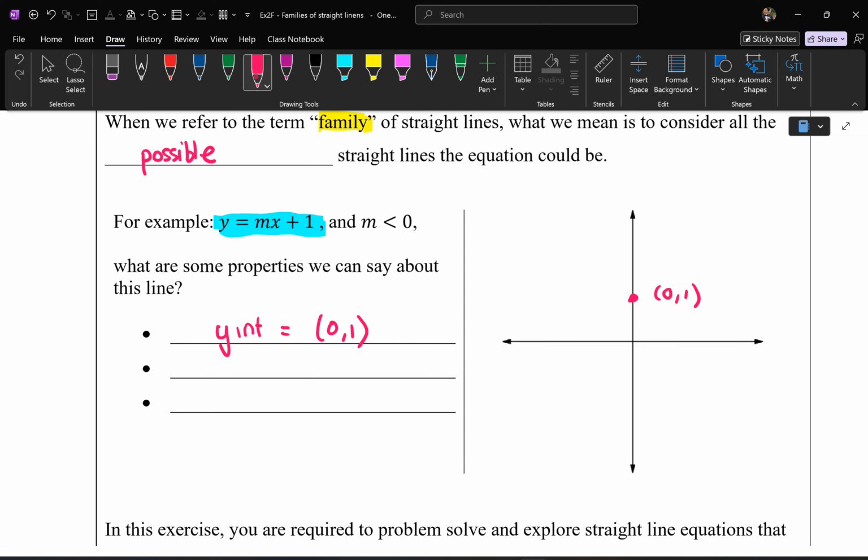What's one little detail I put into the question or the example that I haven't read out? M is greater than 0. Ooh, reread that. Oh, less than 0. Less than 0. What does that mean? If I said m is less than 0, what does that imply? Hands up. Molly. M's a negative number.